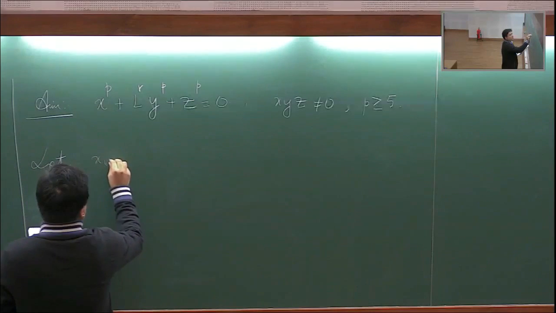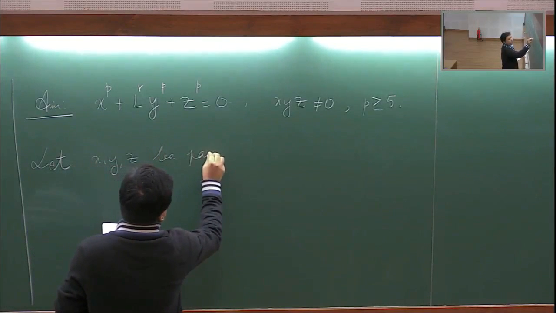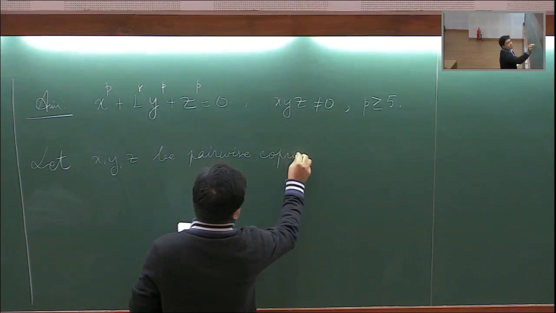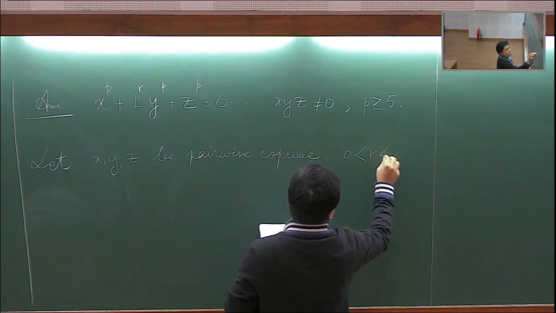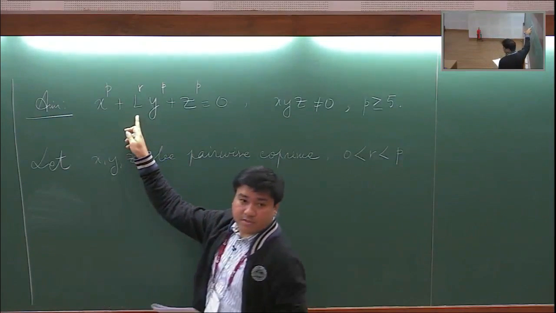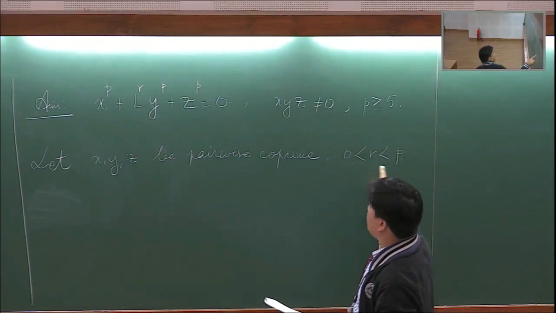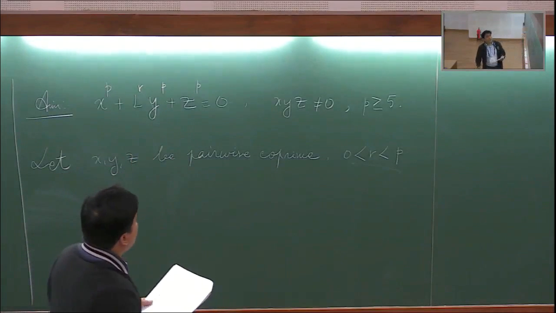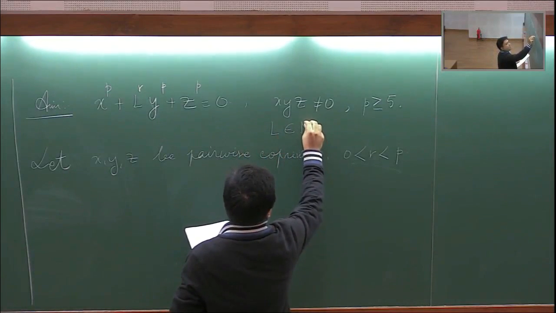So let x, y, z be pairwise co-prime. And let's assume that 0 is less than r, less than p. If it is more than p, then you can absorb that power in y. So I can safely assume that my r is less than p. Clear? Oh, okay. So L is, let's say, n.